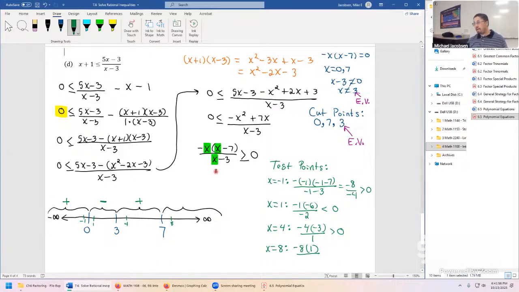And then 8 minus 5, or excuse me, 8 minus 3 would give us +5. And this is just a negative value, -8/5. The whole thing is negative, less than 0. So negative in this region. So there it is, the entire sign chart.